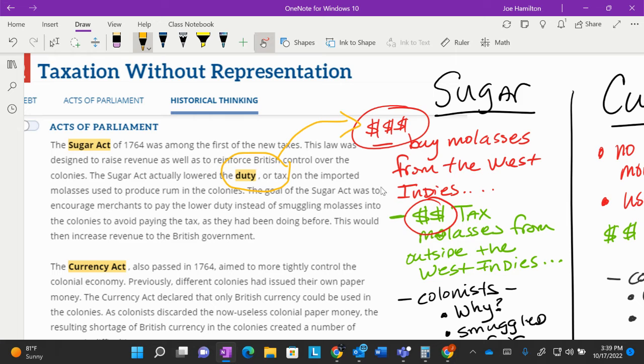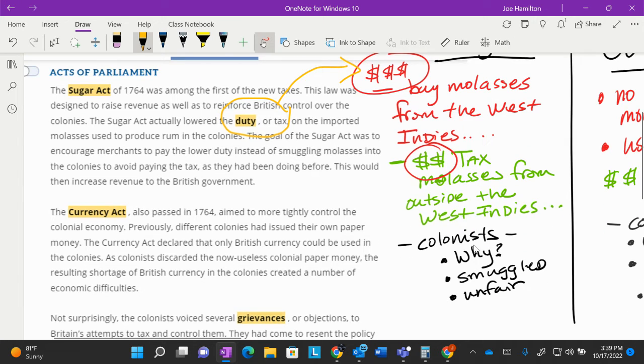Well, some colonists obeyed, some colonists did not. They smuggled it in. And they questioned why, because they had just gotten out of the Enlightenment and the Awakening. So they pushed back on authority. They smuggled their own molasses in so they could avoid these taxes. And of course, they thought it was unfair.